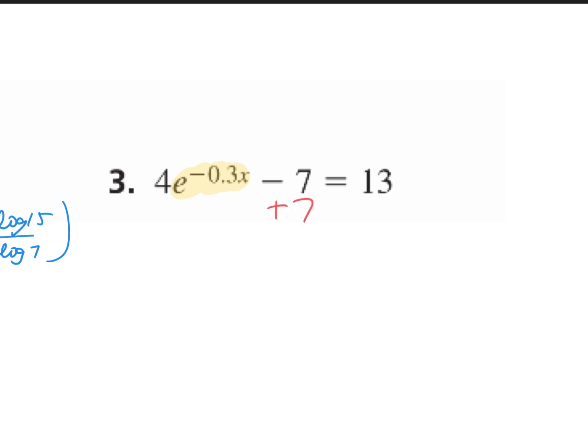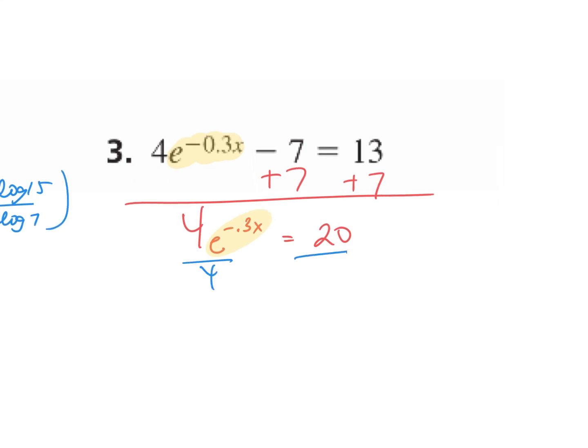I'm going to add 7, just like you would solve any other problem. So I have 4e to the negative 0.3x equals 13 plus 7 is 20. All right, I still need to get this e all by itself. So what do I do? Divide by 4, perfect. So e to the negative 0.3x equals 5. Everybody agree? All right, so we're at this point. We haven't done anything more than Algebra 1. We just moved some stuff over.